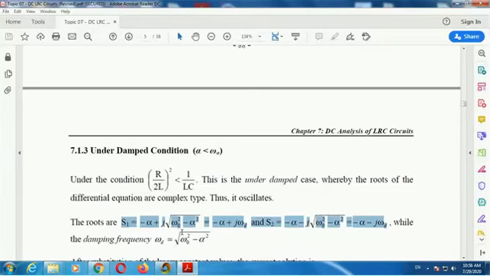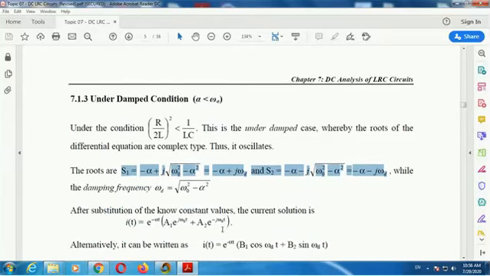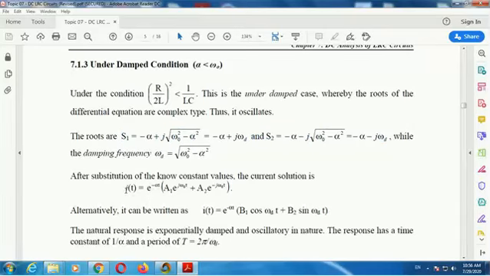So we get one damping frequency. The answer i(t) is given by e^(minus alpha t) times A1 e^(j omega_d t) plus or minus j omega_d t. Alpha is this one. Omega_d is this one. Okay?